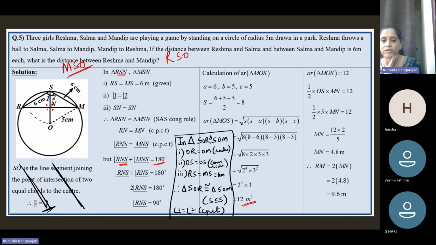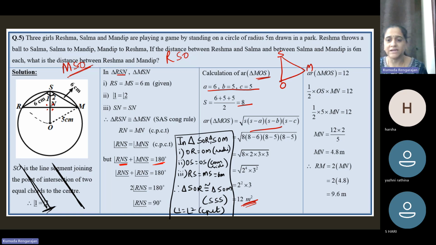And you see here, it's 12. In this triangle, you know the length of all the three sides. So find the semi-perimeter. Heron's formula, area is 12. Now, the area of this triangle, which is called SOM, the area of this triangle is 12 meters square.